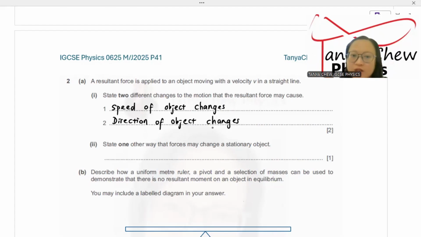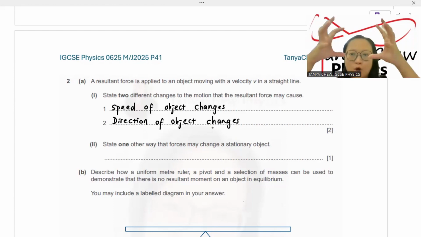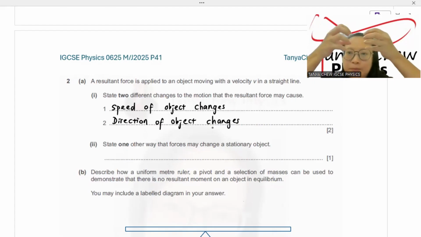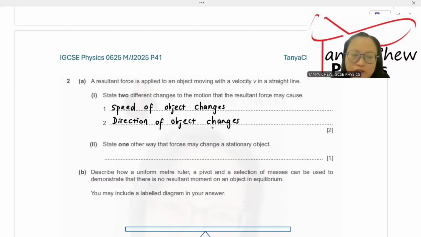Now the second part: state one other way that a force, or more than one force, may change a stationary object. When an object is stationary, let's say a small plastic ball is on the ground, I apply a compressing force. I compress the ball. So what happened to the ball? The ball becomes smaller because I compress it. Or I just apply a stretching force. I stretch the plastic ball. So what happened to the plastic ball? But not too much, because I don't want to spoil the ball.